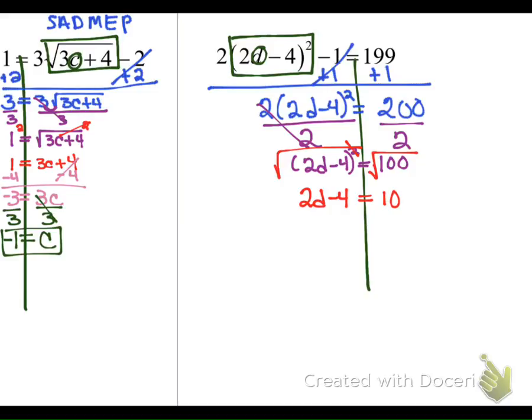Now you're down to a 2-step equation. So you're going to add the 4. 4's cancel. Left side, bring down your 2d. 10 plus 4 is 14. Then how do you get the variable d by itself? Divide by 2 on each side. Then d equals 14 divided by 2, which is 7.